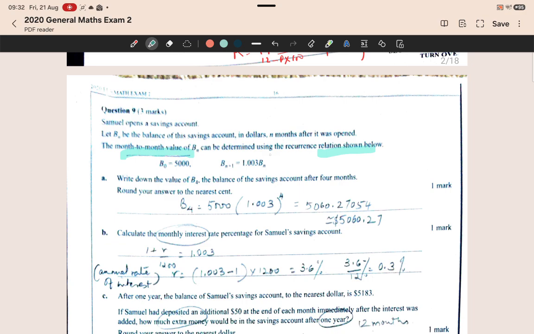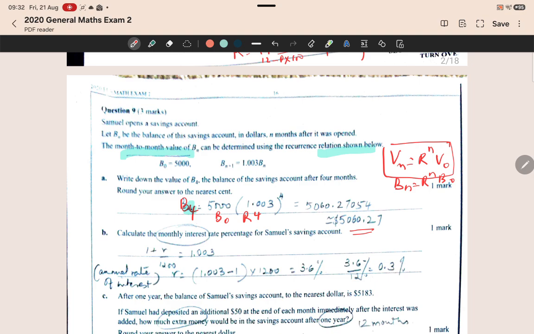And so B_4, the balance at the end of the 4th month, is the initial B_0 times R to the power 4. We are aware of the formula V_n is equal to R to the power n times V_0. Now all that they have done is B_n is equal to R to the power n times B_0. Okay, and that gives you this answer.